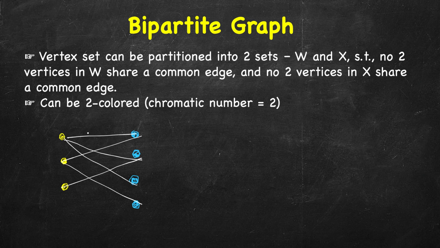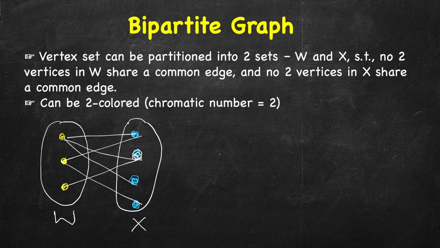So if this kind of graph is there, then you can partition the vertices into two sets. Let's call these yellow vertices W and the blue vertices X. Now you will notice that there is no edge between the vertices of the same set. This is one set, this is another set. You see that there is no edge like this.